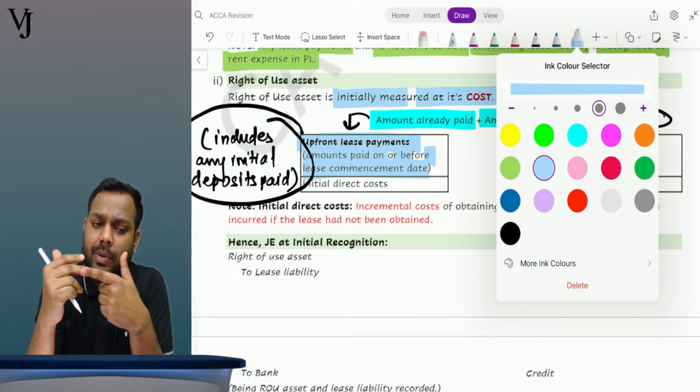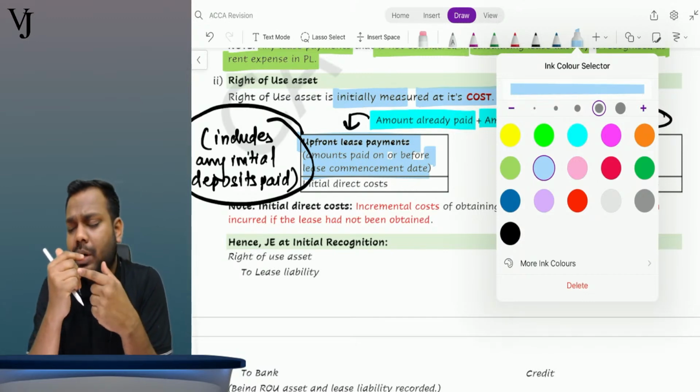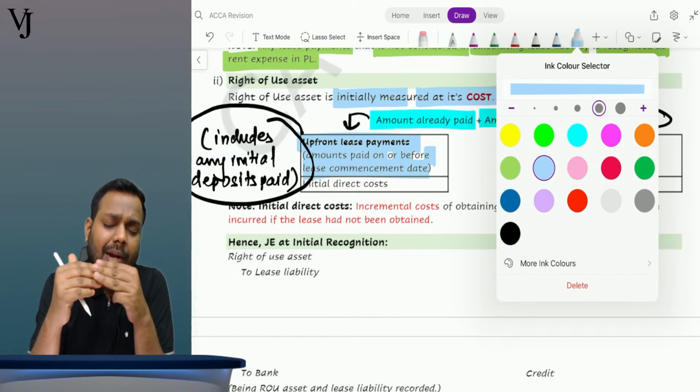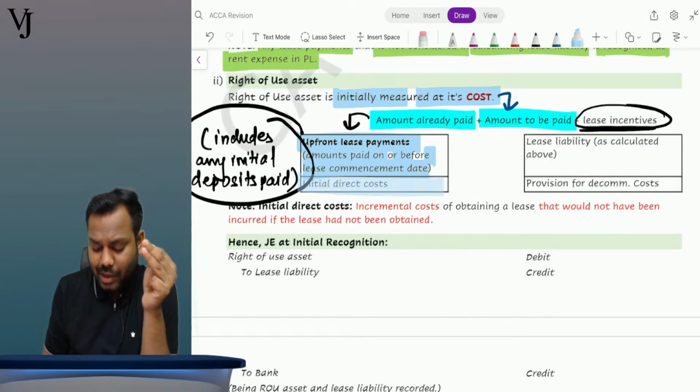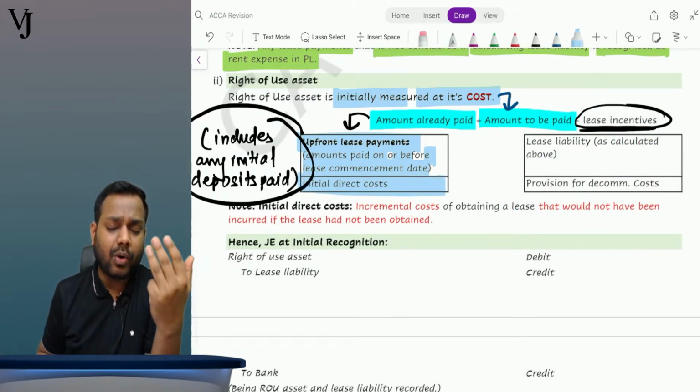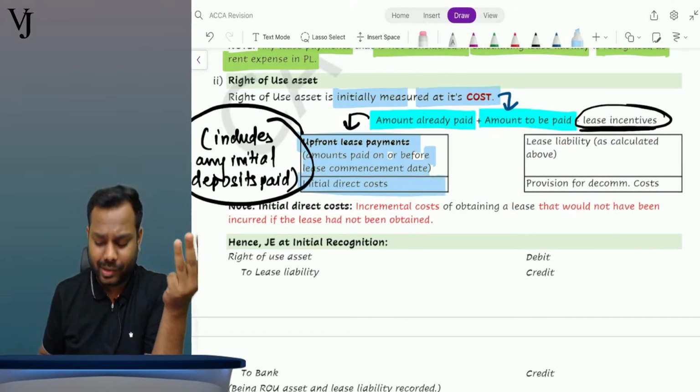Any directly attributable cost incurred to bring the asset to the location or condition intended by the management will also be capitalized to the cost of the asset, right? Similar thing here also. It says if you have incurred any initial direct cost, it will also be capitalized to the ROU asset, okay? ROU asset.